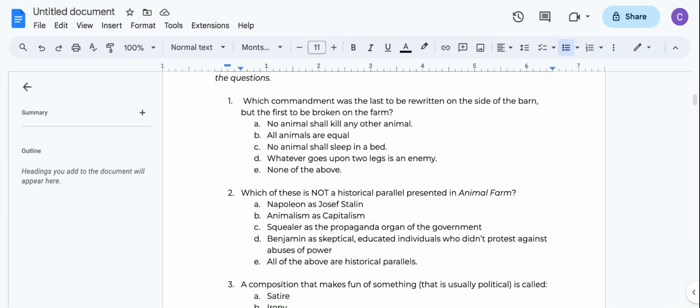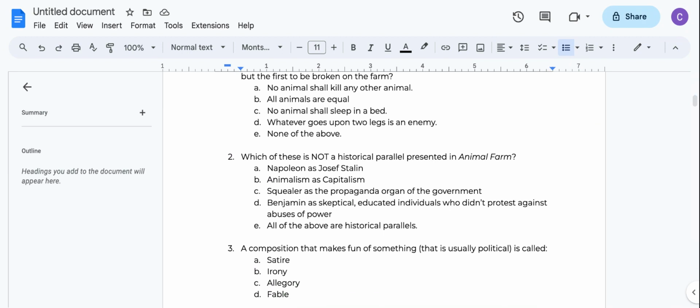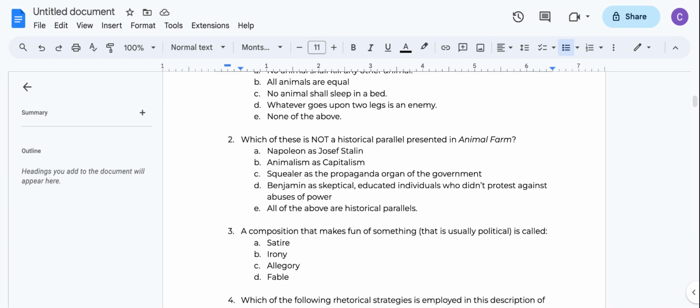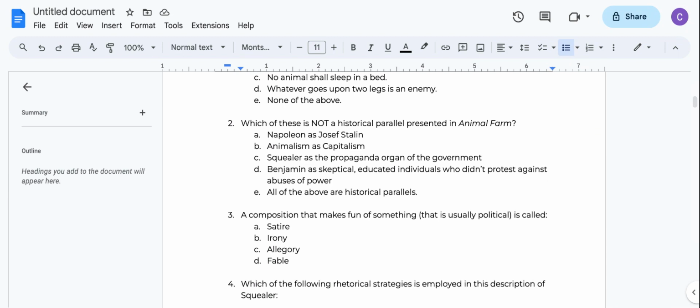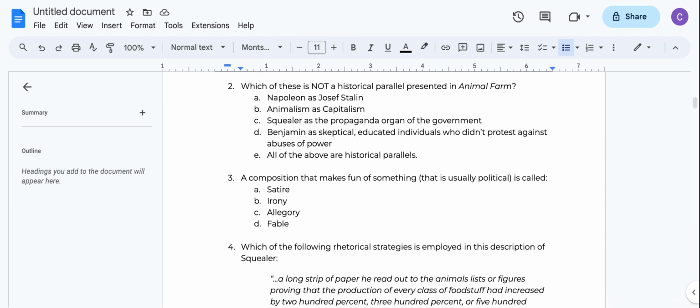1. Which commandment was the last to be rewritten on the side of the barn, but the first to be broken on the farm? A. No animal shall kill any other animal. B. All animals are equal. C. No animal shall sleep in a bed. D. Whatever goes upon two legs is an enemy. E. None of the above.